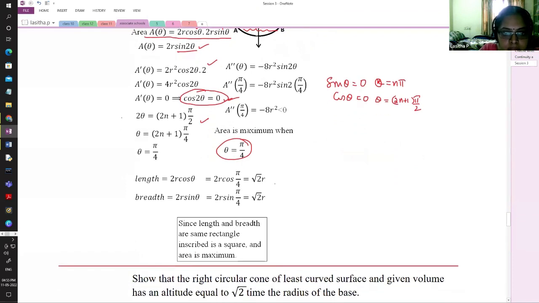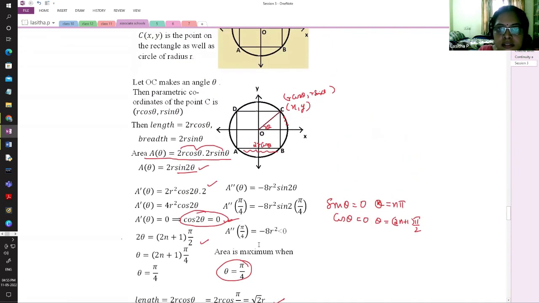So in that way we can bring the answer again the same way, and the length and the breadth we can find out. Since length and breadth are the same, we can say that it is a square. Any discussions needed on this one?